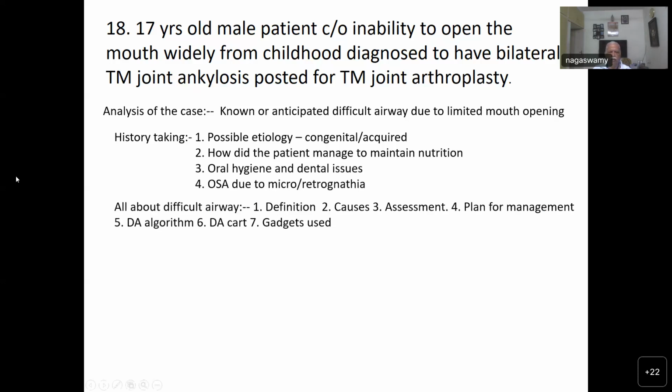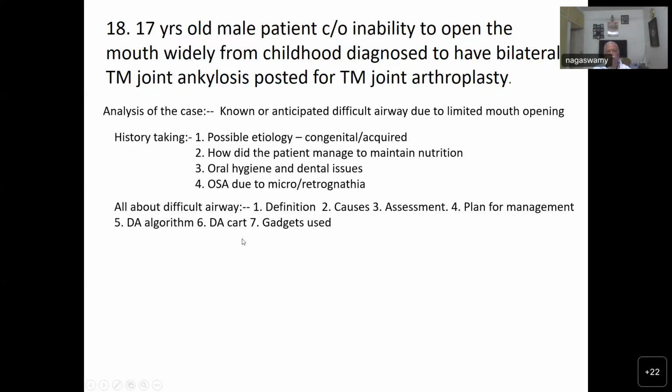Then you must know all about difficult airway. First of all, the definition, then causes of difficult airway, assessment of difficult airway, and plan for management. Normally they talk about plan A, plan B, plan C, and plan D. Nowadays they can ask you about the difficult airway algorithm. Many societies for difficult airway exist in all the countries. Even our own Indian Society of Anaesthesiologists has come out with an algorithm as recently as 2022. So if an examiner happens to be a member of the committee which formed the algorithm, they may definitely ask you this. So be prepared to memorize and remember all these steps or the flow chart in the difficult airway algorithm.